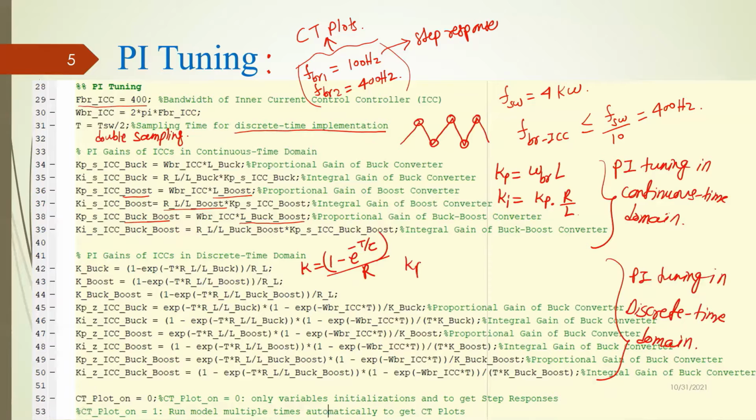And then your Kp is equal to e power minus T over tau into 1 minus e power minus omega Br into T, and then the whole divided by K. Okay, so this is our Kp expression.